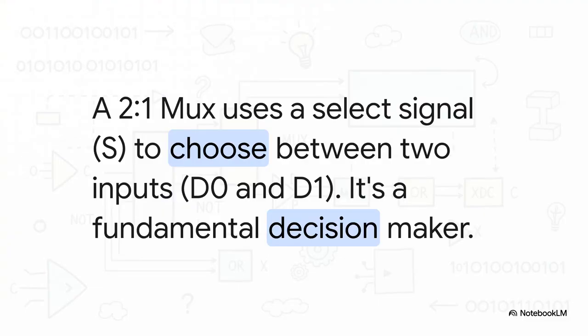A basic 2-to-1 MUX has two data inputs, let's call them D0 and D1, and a single control wire, S. If that control signal S is a 0, then D0 gets sent to the output. If S is a 1, D1 gets sent through. That's it. It's a fundamental decision-making circuit.